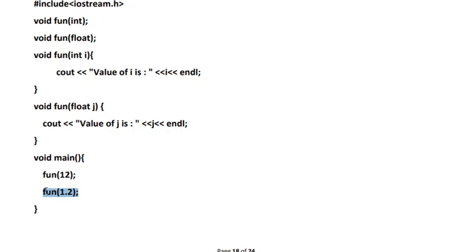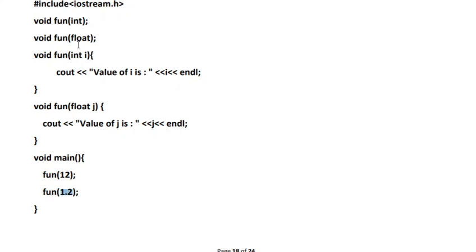Now, why is the question. In this situation, when you provide 1.2, this 1.2 will be automatically type converted into double, not float, right? So since there's a mismatch between the value that is being passed and the parameter of the function fun, it will show an ambiguity error stating that there's a mismatch of data type.